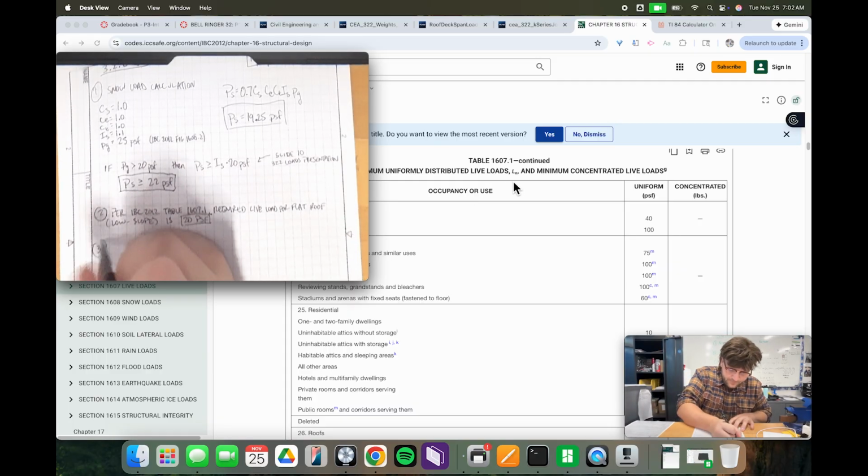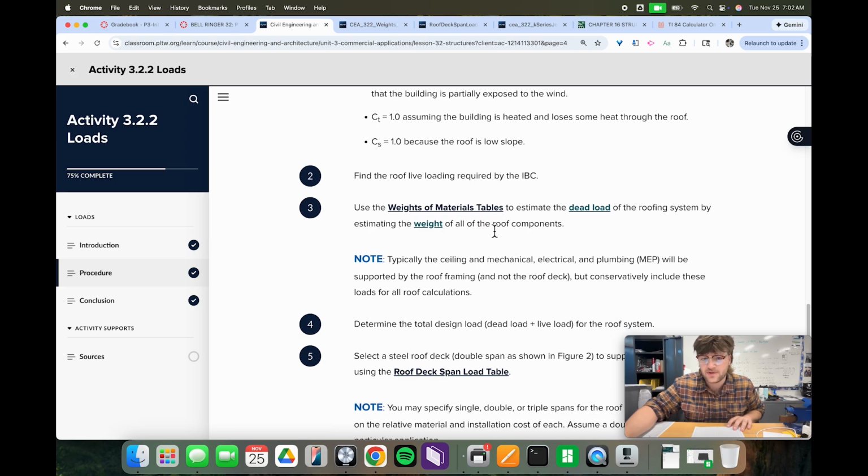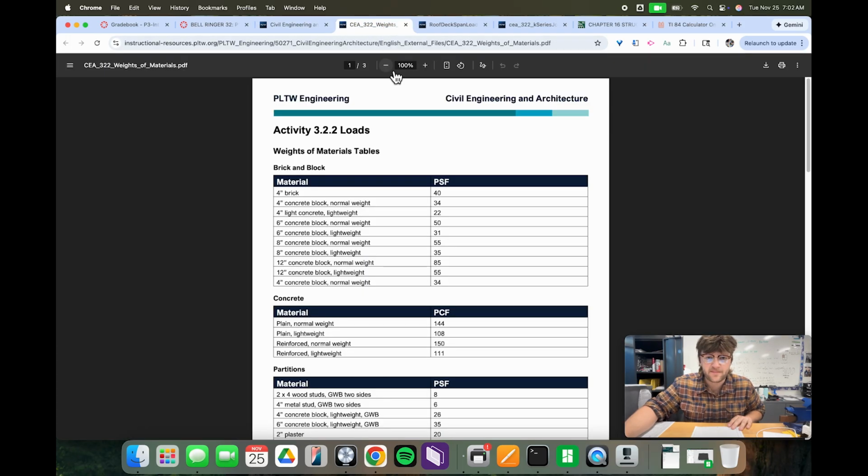All right, let's move to question number 3 here. So question number 3, they say use the weight of materials tables to estimate the dead load of the roofing system by estimating the weight of all roof components. Now, they do have a note here. Typically, the ceiling and mechanical, electrical, and plumbing will be supported by the roof framing and not the roof deck, but conservatively include these loads for all roof calculations. Okay, so we're going to go ahead and bring up the weight of materials table.